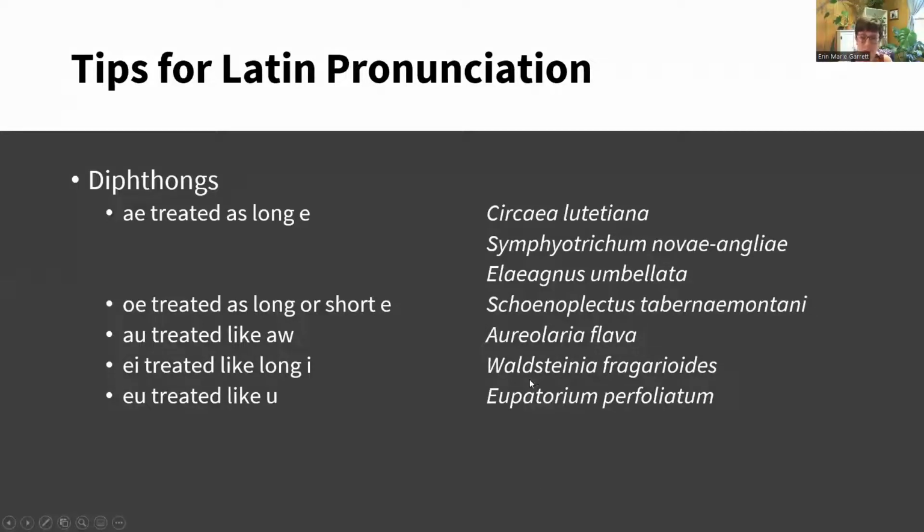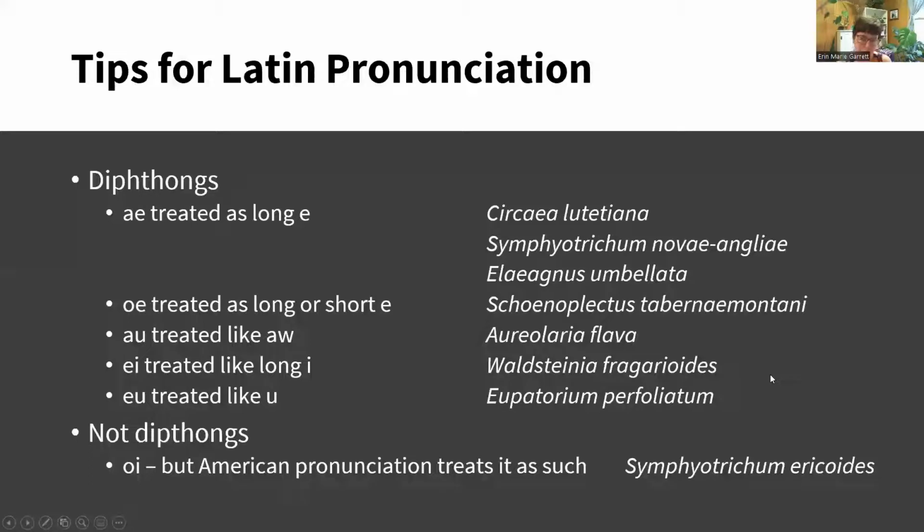EU is treated like a U, Eupatorium perfoliatum. Okay, one that's not a diphthong is OI, but American pronunciation treats it like it is. So Symphyotrichum ericoides, we say it like an oil, the OI, ericoides. If you were in Europe, they would say it differently. Okay, so for me, you could say it either way. Okay, fragarioides or fragarioides for this one up here.